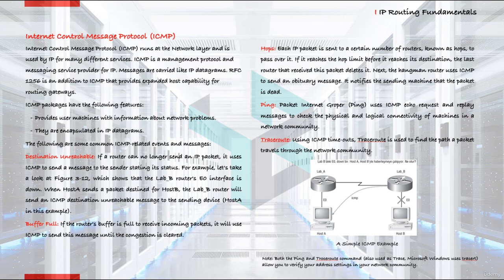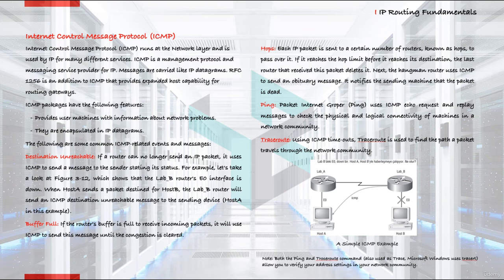ICMP stands for Internet Control Message Protocol. ICMP runs at the network layer, just like IP, but it is actually a service that helps IP at the network layer. This protocol is a management protocol. We use it to detect problems that occur on user machines in our network. ICMP has some types of messages, so let's take a look at them.